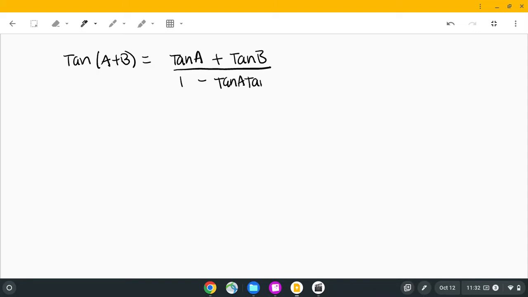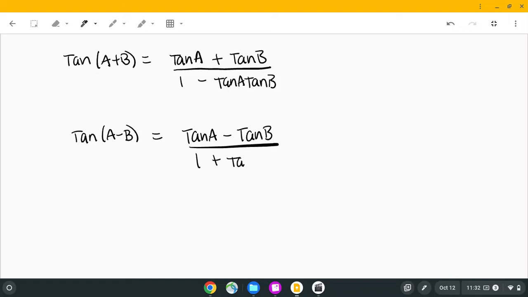So tangent of a plus b, and we'll do tangent of a minus b. All right, tangent of a plus b is going to be tangent a plus tangent b, very different, all over 1 minus tangent A times tangent B. Okay, so that's one. And then the other one for the difference, very similar. So here it's going to be minus, the signs just change. Okay, and here it'll be plus.